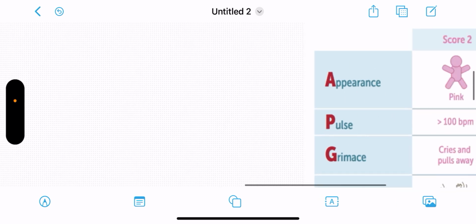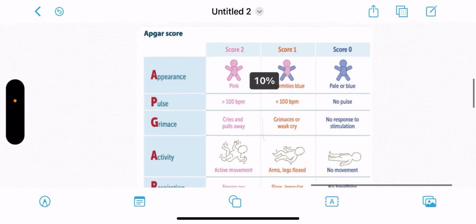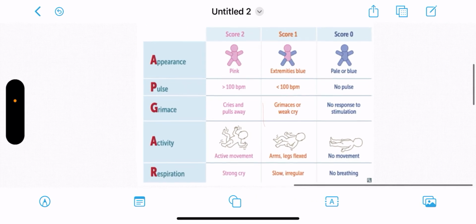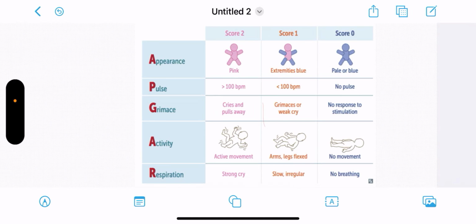Now when doing the APGAR score, we will see that we have a scoring system in APGAR score. In that scoring system of APGAR score, the child is graded from 0. It will have a score of 0, or a score of 1, or a score of 2. So now let us see what is the scoring. Now when the child is having a pink color, it is scored as 2.